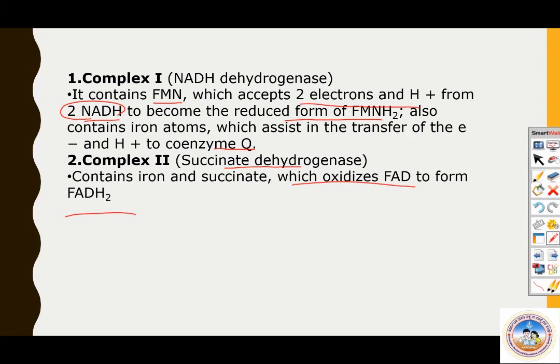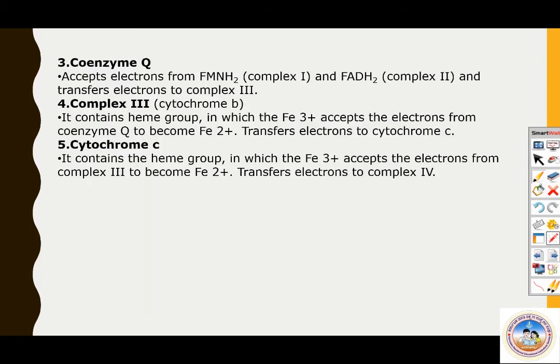Now FAD got converted into what? FADH2. Okay, it oxidized. Next, coenzyme Q. It accepts electrons from FMNH2 and FADH2. After accepting from both, it transfers the electrons to what? Complex 3.